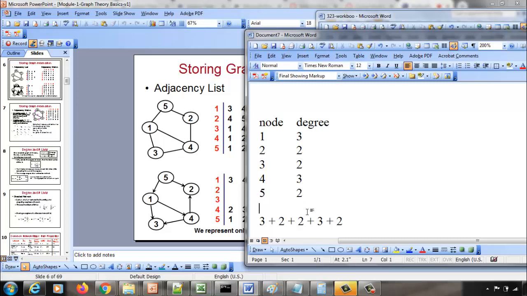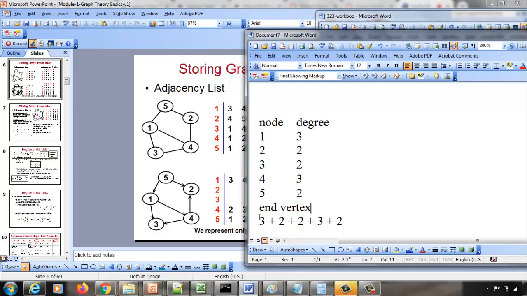There's a terminology called end vertex. For an edge, the vertices at the ends of the edge are called the end vertices. So for this edge 1, 3, the vertices 1 and 3 are the end vertices. For edge 1, 4, the vertices 1 and 4 are the end vertices.